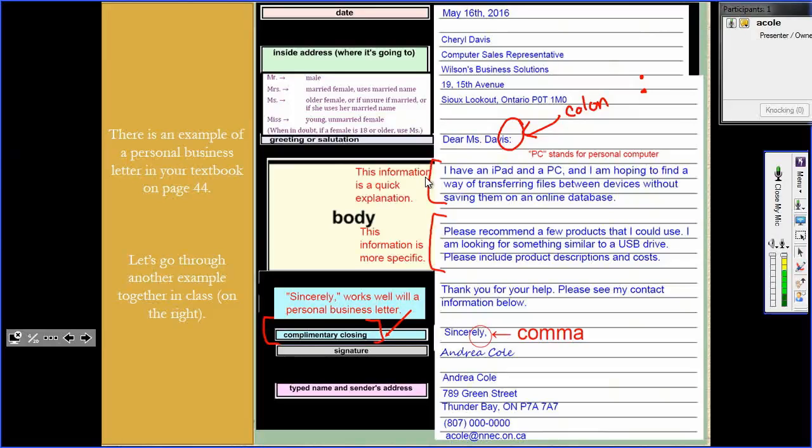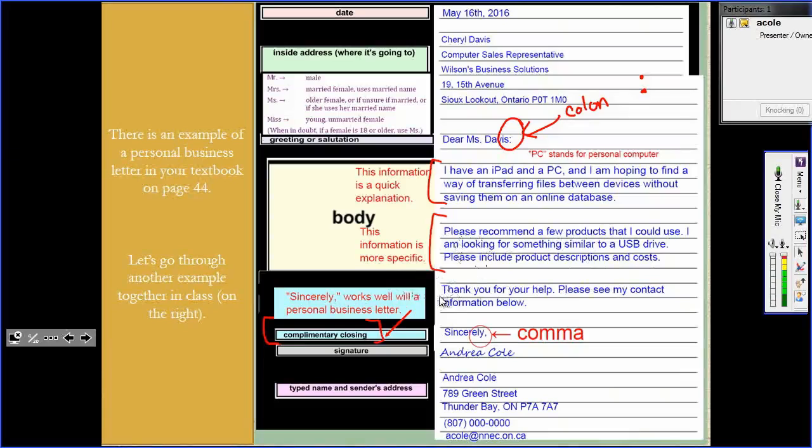So my opening paragraph, my very first paragraph here, gives some quick information, a quick explanation of what I'm looking for, right? And then in the middle, I get more specific. So I specifically ask for some recommendations. I specifically say what I'm thinking that I need. And then I even ask for description and a cost, right? For anything that might be recommended.